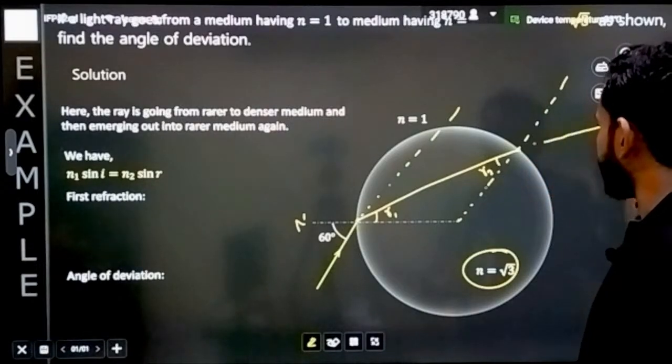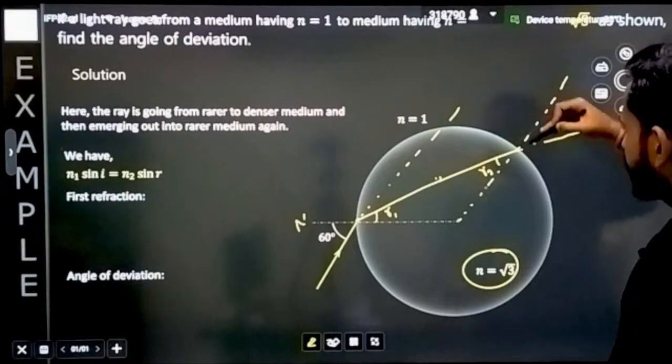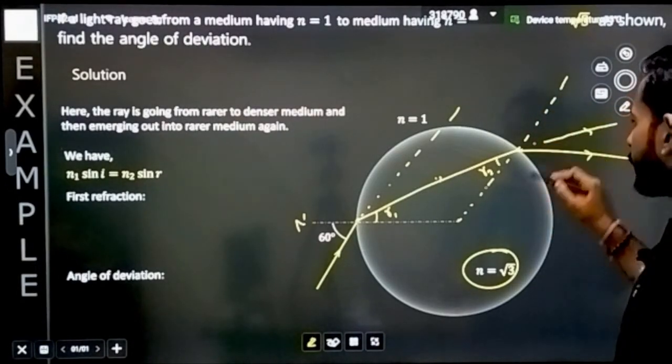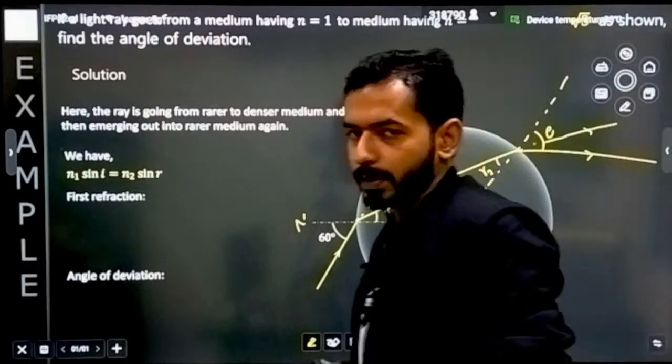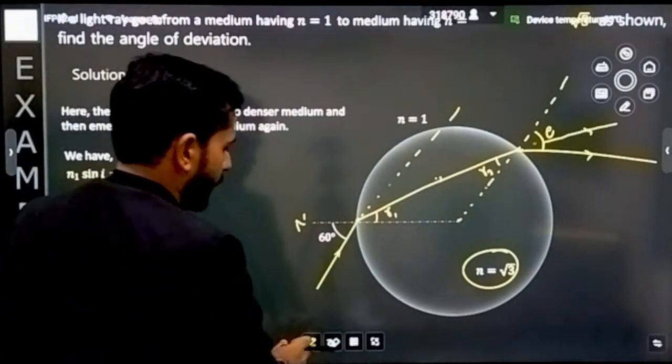This is the normal path that was going. So it will bend towards the normal or away from the normal? It will bend away from the normal. This is called as what? Let's suppose I am naming it angle of emergence. So I have to calculate everything, but I have drawn the ray diagram so that I can have a basic idea.